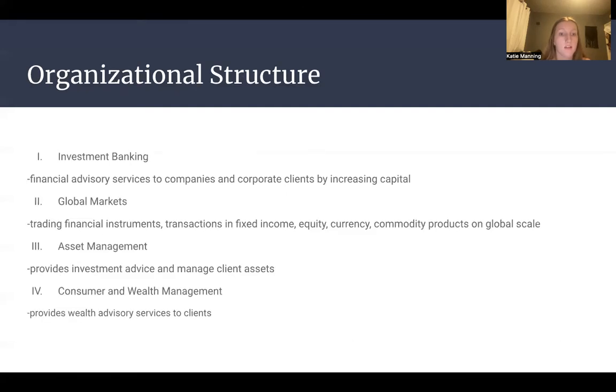Goldman Sachs consists of 4 primary segments, which include investment banking, global markets, asset management, and consumer and wealth management. The investment banking division caters to public and private sector clients all around the globe. The division provides financial advisory services and assists companies to raise capital so that they can grow and strengthen their businesses, meanwhile, also providing financing to corporate clients.